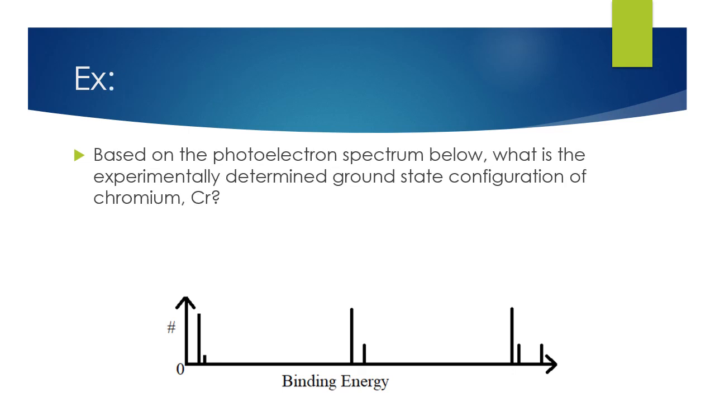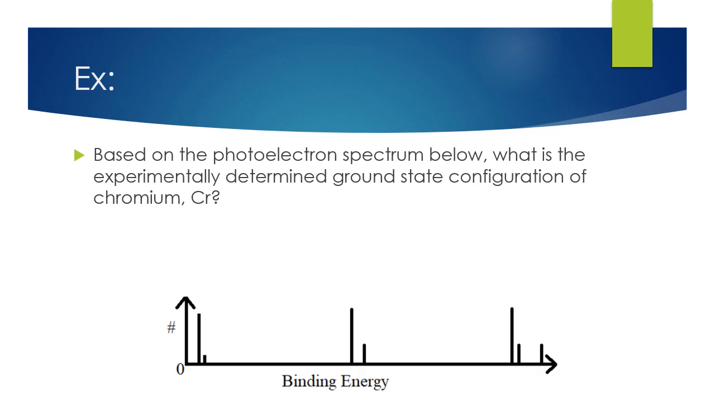Now that we know what might cause a difference in the spectrum, let's try to figure out what the experimental ground state configuration of chromium is. In the figure shown below, you'll notice the x-axis is oriented so that the lowest energies are on the left and the highest are on the right. This means that the peak furthest to the right will correspond to our 1s electrons. And so we'll start with 1s2.